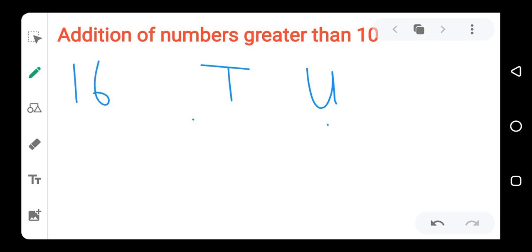Now, if you have numbers like 16 plus 17, how can we add these two numbers? 16 plus 17. Now, see how we can add them. We pick the first one, 16. 16 has two digits, 1 and 6. So we put the first one, 6, under units. And the second one we put under tens.